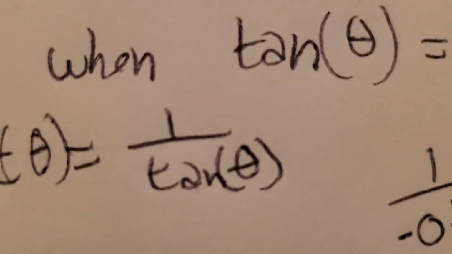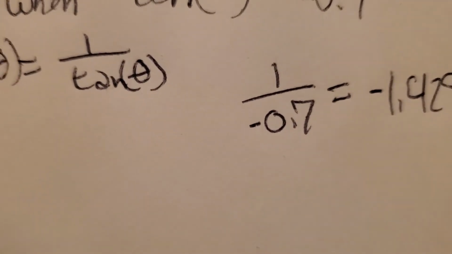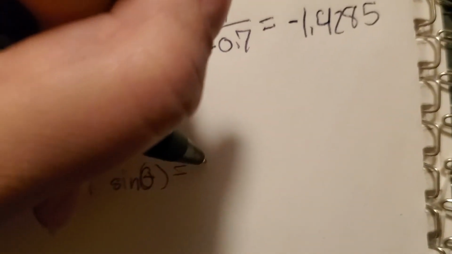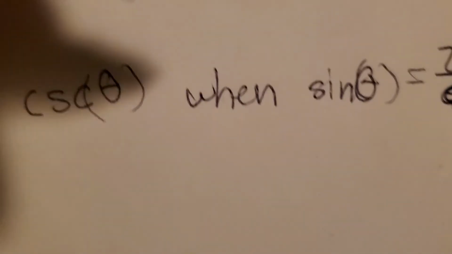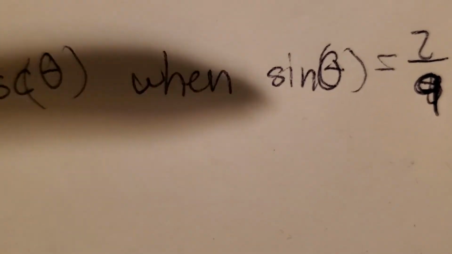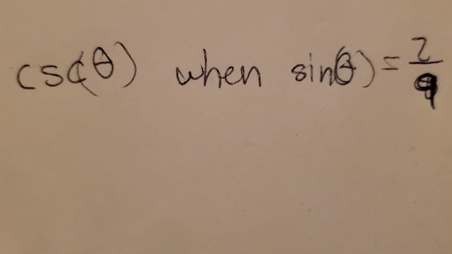One of the questions that I would like you guys to answer is, what is cosecant of theta when sine of theta equals 2 over 9? So what does cosecant of theta equal when sine of theta is 2/9? And that will be the practice question.